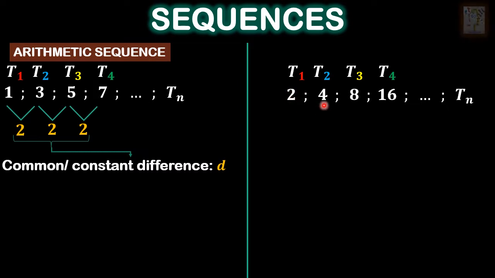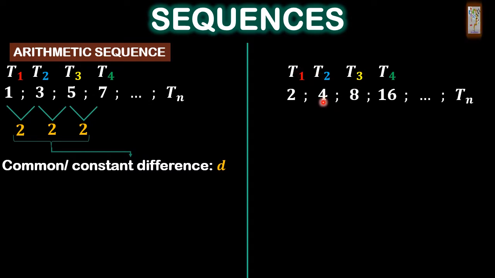But now let's check the second one. If you say 4 minus 2, it will be a 2, and then 8 minus 4, it will be a 4. So the difference won't be the same. So then we look at another thing: what if we look at the quotient, the ratio of the two numbers? Let's divide term number 2 by term number 1, and term number 3 by term number 2.